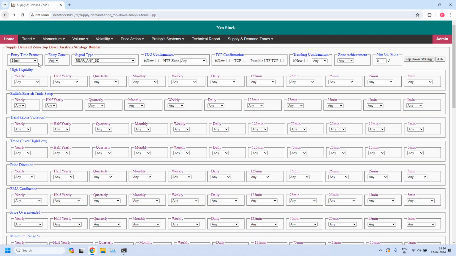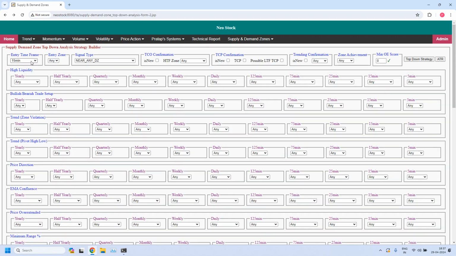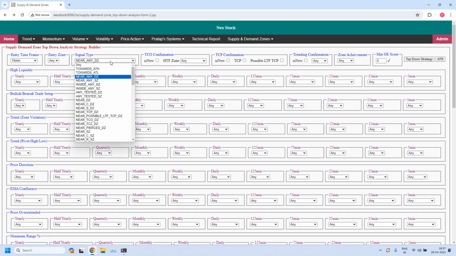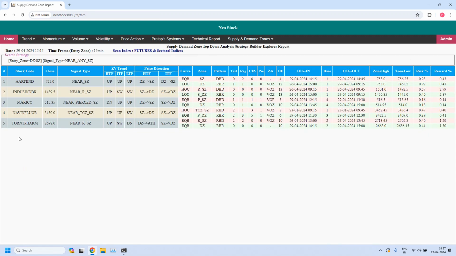I'm going back, changing the time frame to 15 minutes. Let us find the stocks near 15 minutes demand zone. So these 8 stocks are filtered. So let me go back. For 15 minutes time frame, let us find the stocks near 15 minutes supply zone. So these 5 stocks are filtered.